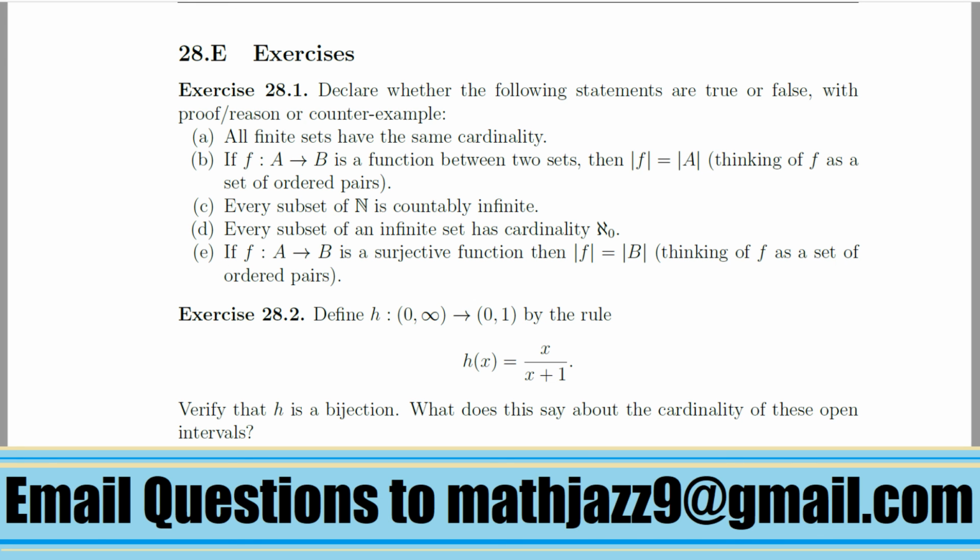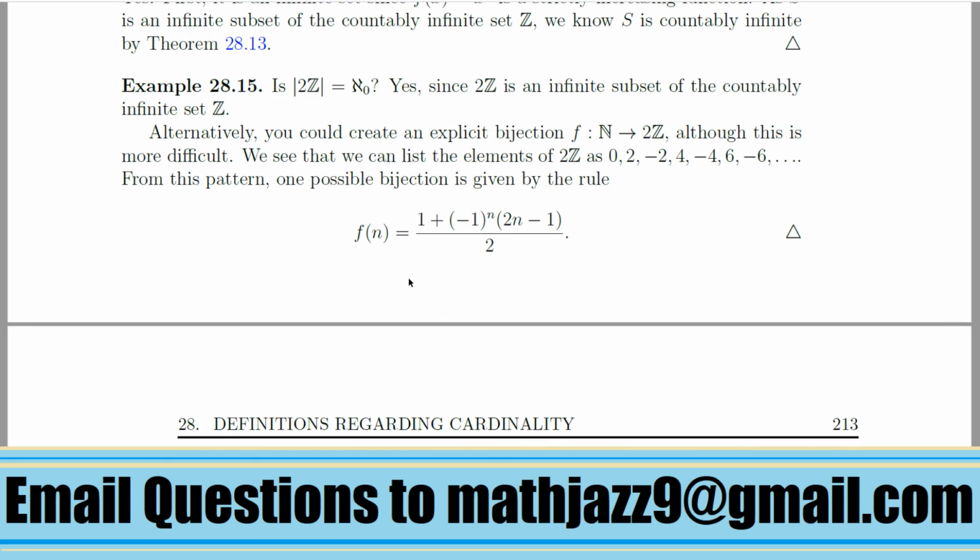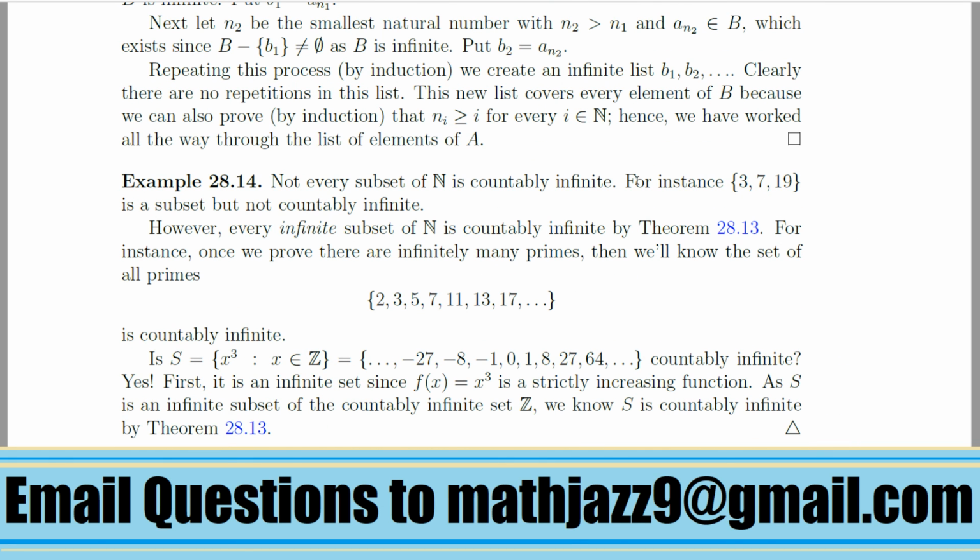Okay, so let us look back at our book. We say every subset of the natural numbers is countably infinite. This was explicitly in what we just read. Like, hey, look, a subset of N that's not countably infinite. You can just pull that example straight into your homework.